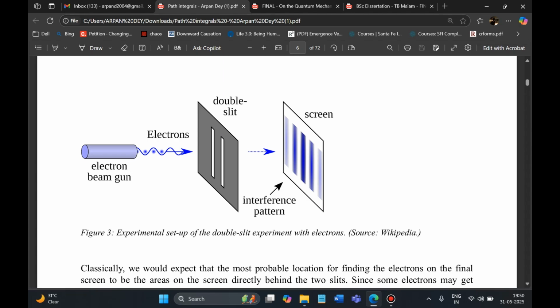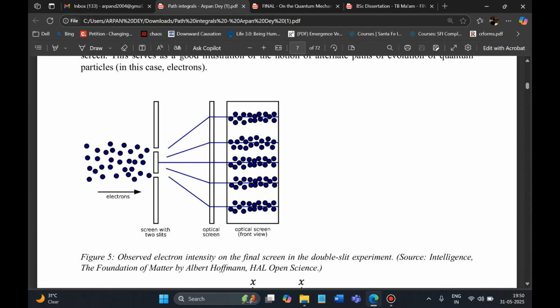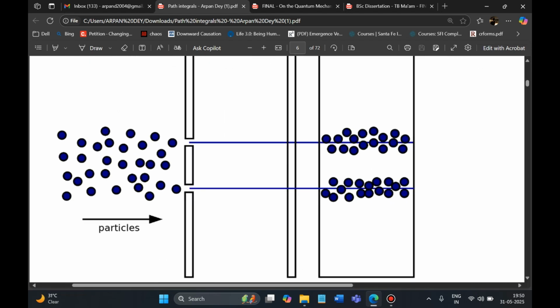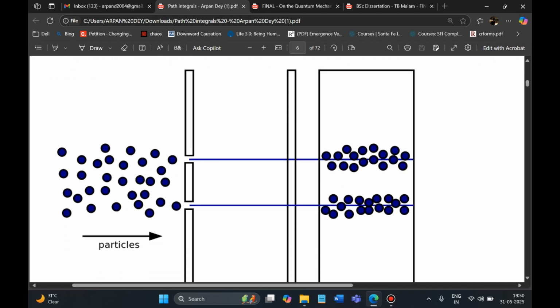And this is only possible if light has a wave nature. Because see, if light was a particle, for instance, if these were particles, this is what we would have expected. Here is slit 1, here is slit 2, so the particles are passing through the two slits. So the maximum number of particles should be found directly behind the slits. Maybe some particles may touch the edges and get deflected slightly because they arrive at an angle, but you would expect this kind of distribution. Most of the particles will be found directly behind the two slits.